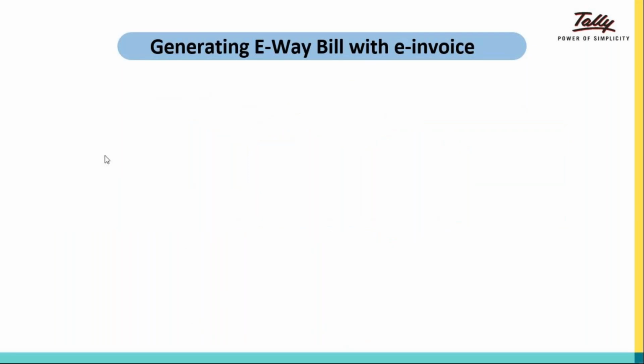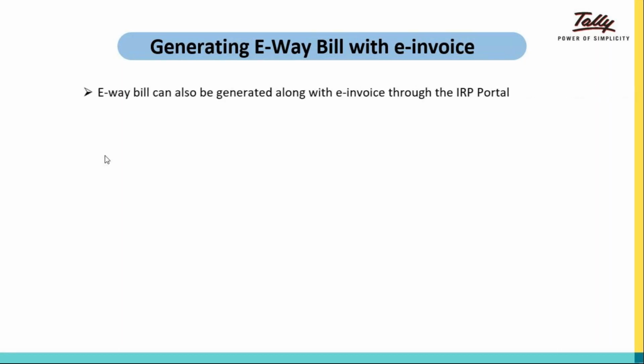Okay, so now let us see how to generate an e-way bill along with your e-invoice. There are a few points, so let us make a note of them. An e-way bill can also be generated along with an e-invoice through the IRP portal. Remember this, it is your invoice registration portal. So you can generate both the e-way bill and your e-invoice in this particular portal.